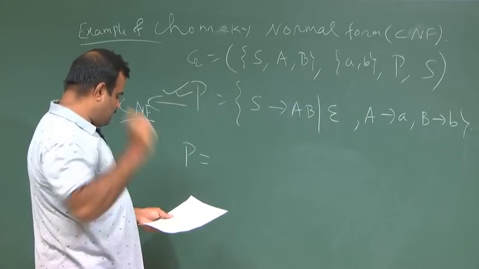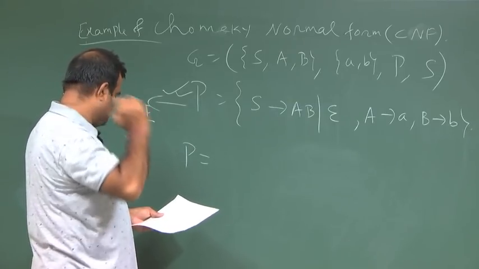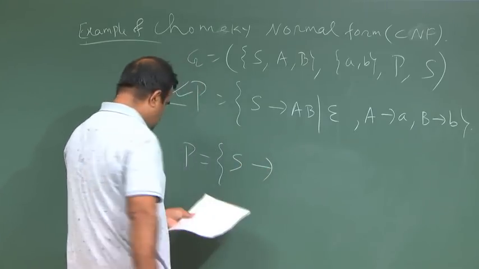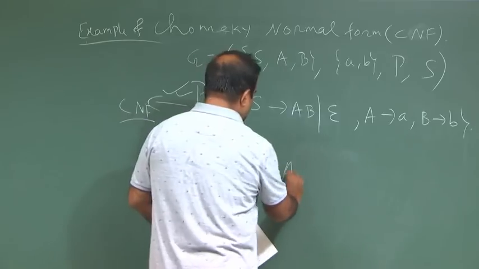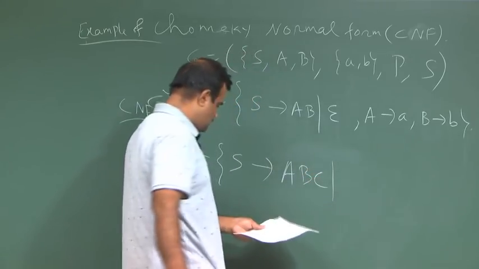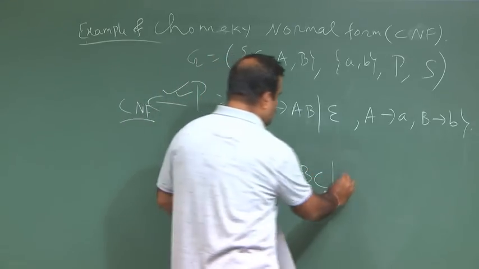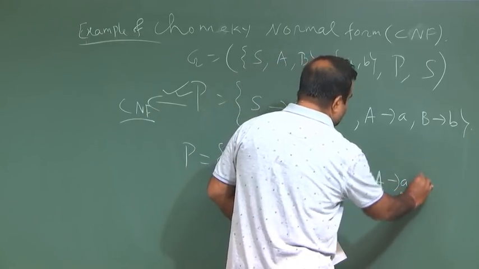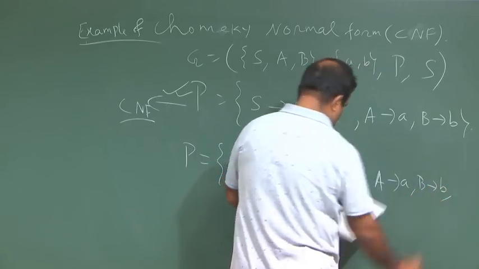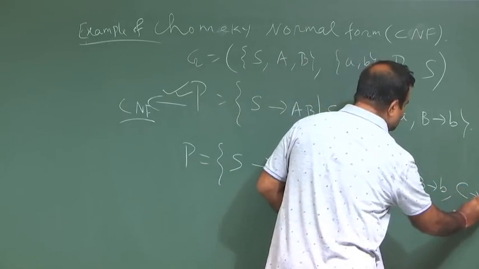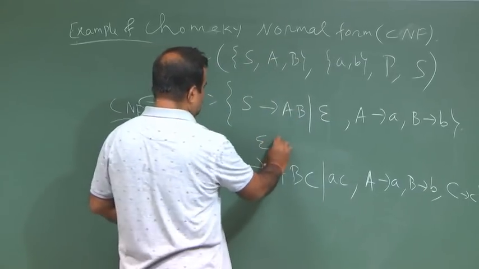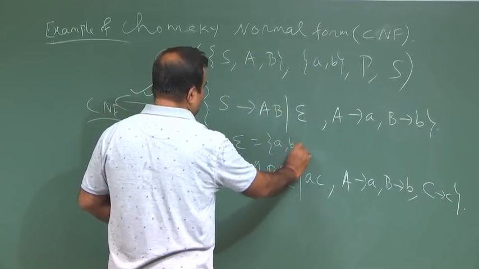But let us take an example which is not in CNF, like this one. Suppose we have a rule S is going to A B C, or A C, A is going to a, B is going to b, and capital C is going to small c. Here sigma is a, b, c.